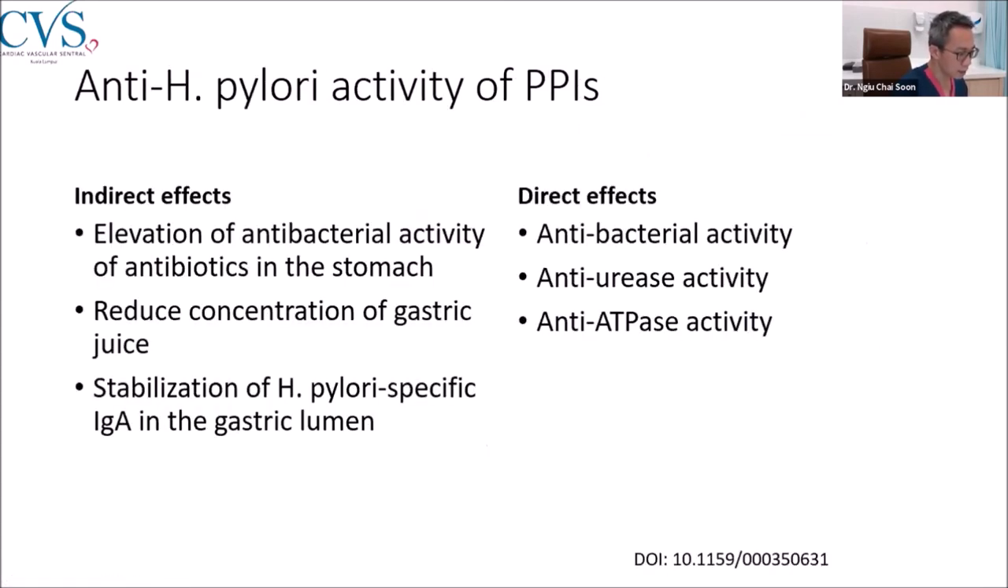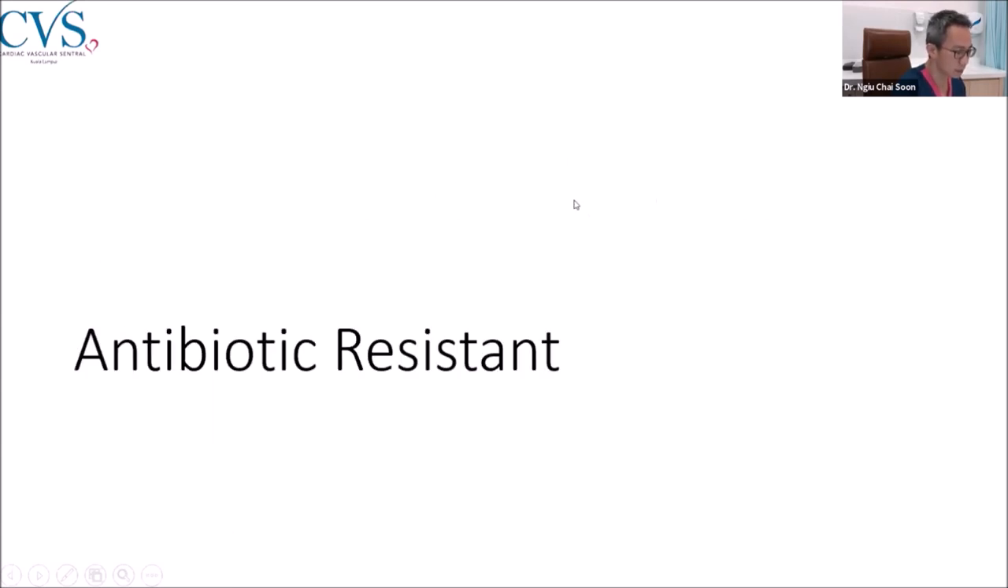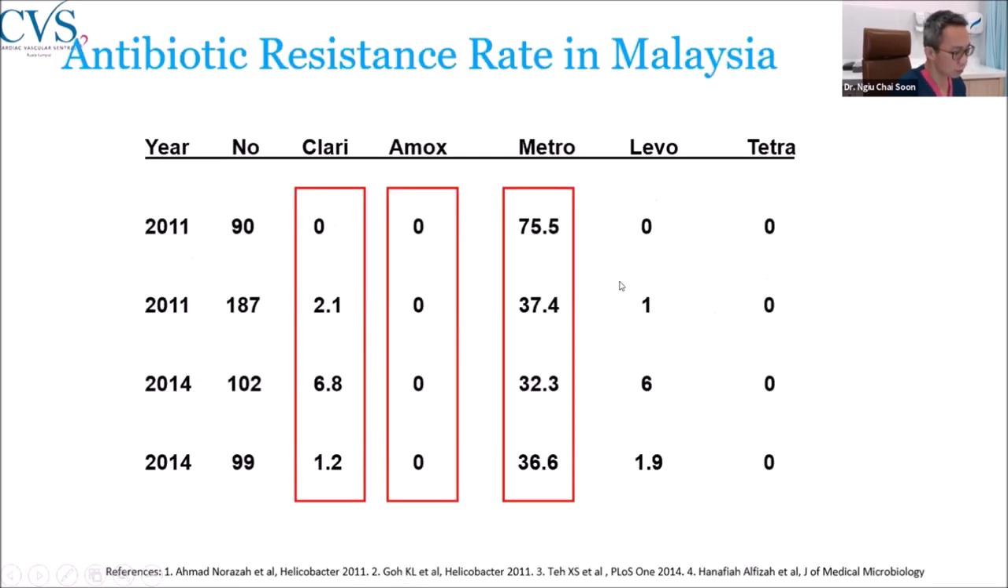And besides that, the PPI itself also has anti-H. pylori activity. So the effects can be either indirect or direct. Now we talk about antibiotic resistance. We need to understand the antibiotic resistance rate in Malaysia. Commonly the antibiotics that we use are clarithromycin and amoxicillin. If you look at this chart here, we can notice that the antibiotic resistance for clarithromycin and amoxicillin is still considered quite good. And I know that there are some international guidelines that use metronidazole.